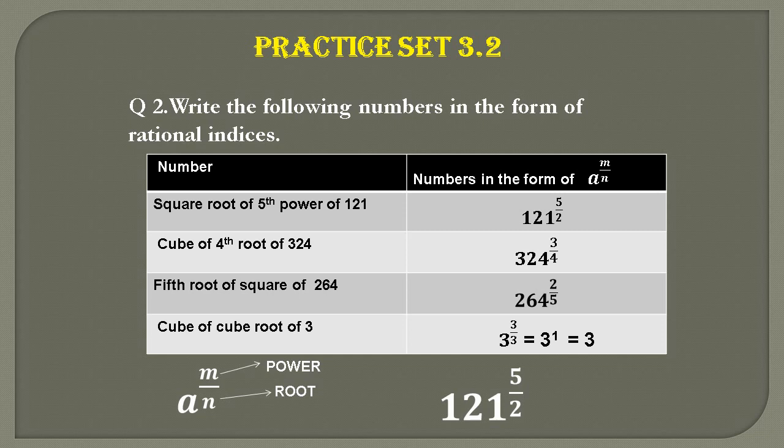And the last, cube root of 3. So it can be written as 3 raised to 3 by 3. Here you can see 3 get cancel each other. So we will get 3 raised to 1, which is equals to 3.